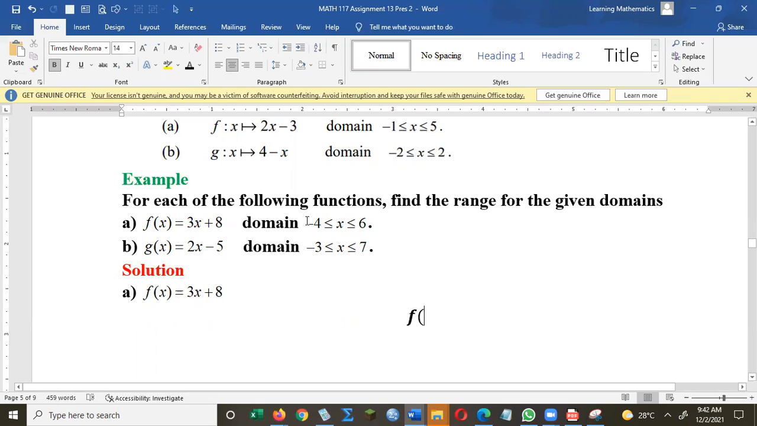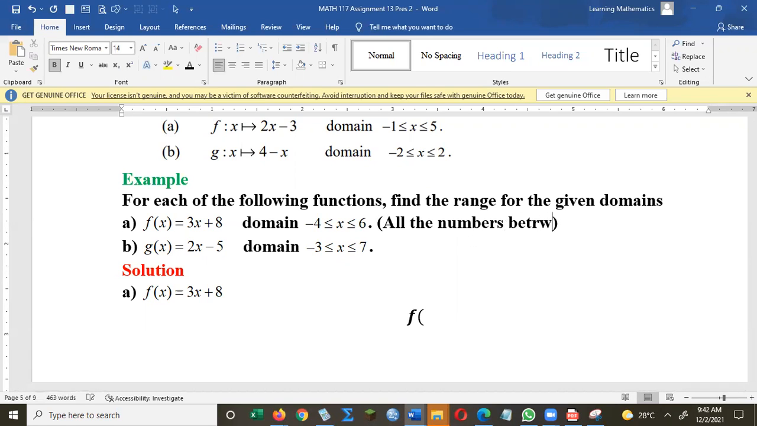What's another way of saying that? Instead of saying x, what can we say? Replace the letter x with all the numbers. So instead of saying x, you can say all the numbers between -4 and 6. Right. So that's another way of saying that. So you don't have to list it.